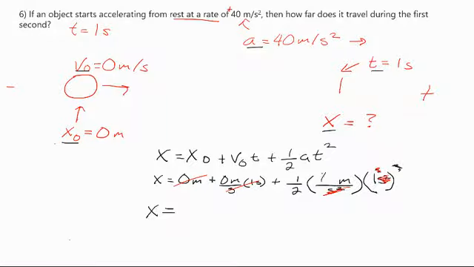So this should be 40 meters per second squared. Well, what's 1/2 of 40? 20. And it's just meters.